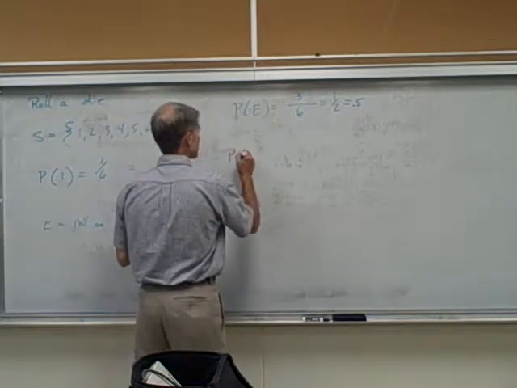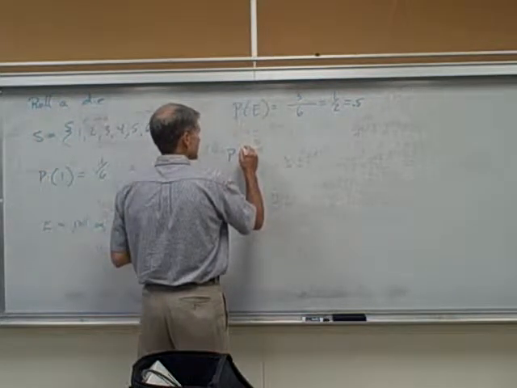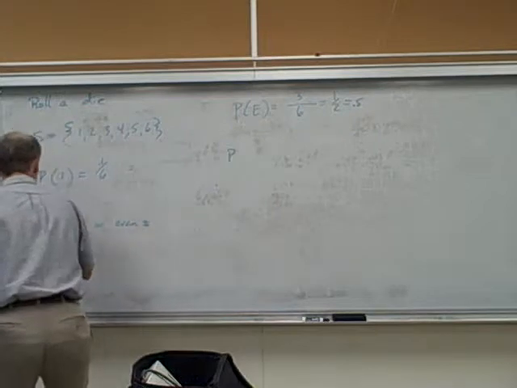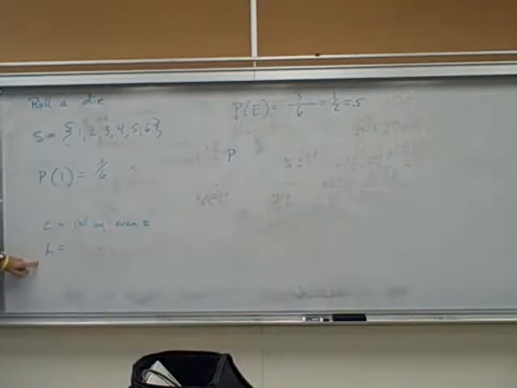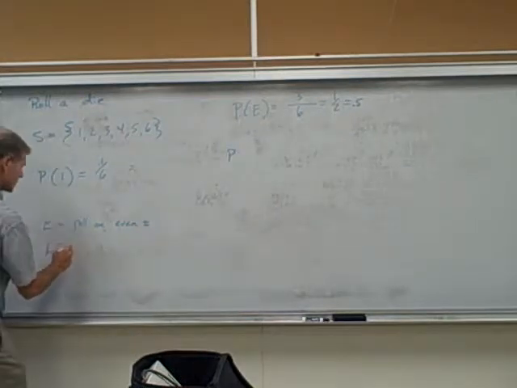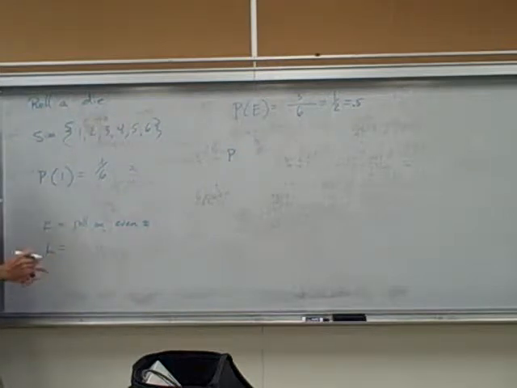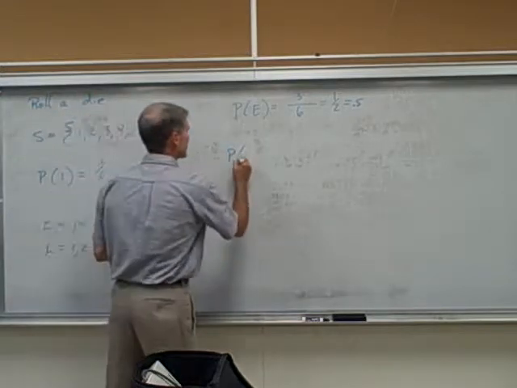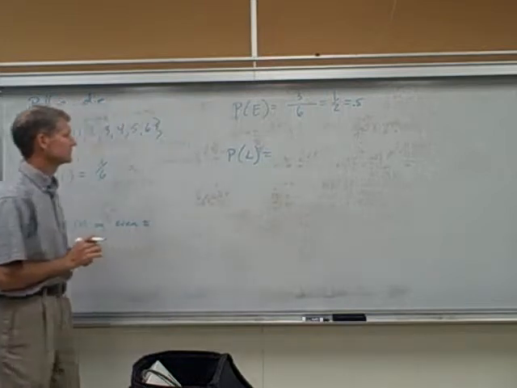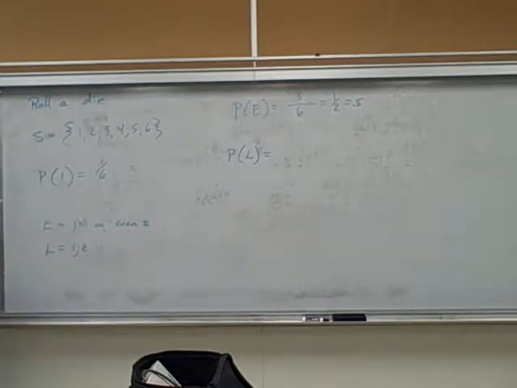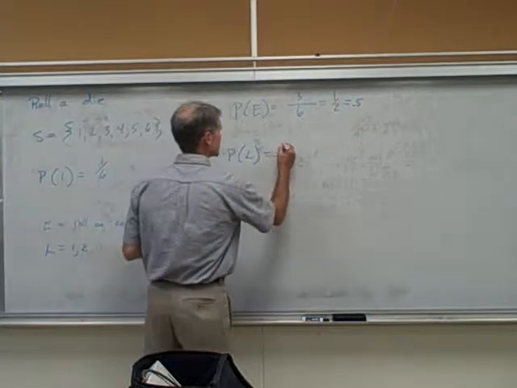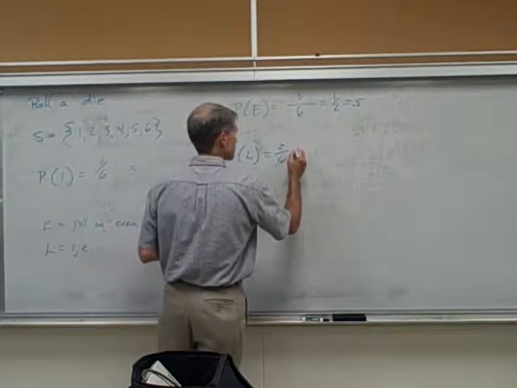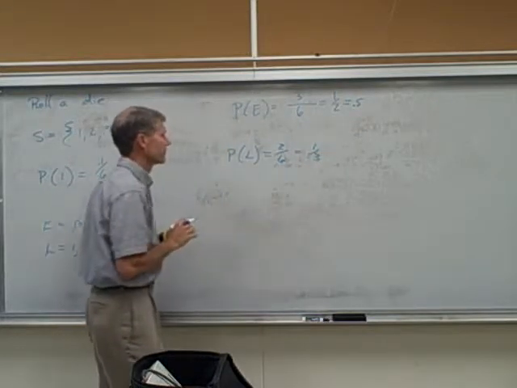Well, wait a minute. Let me define another event. I'll call it L. The event L is you roll a little number. L for little. A 1 or a 2. Okay? That's an L. What's the probability of L? Well, there's 2 ways that can happen out of the 6. So 2 out of 6. Right? Which does reduce to 1 out of 3.